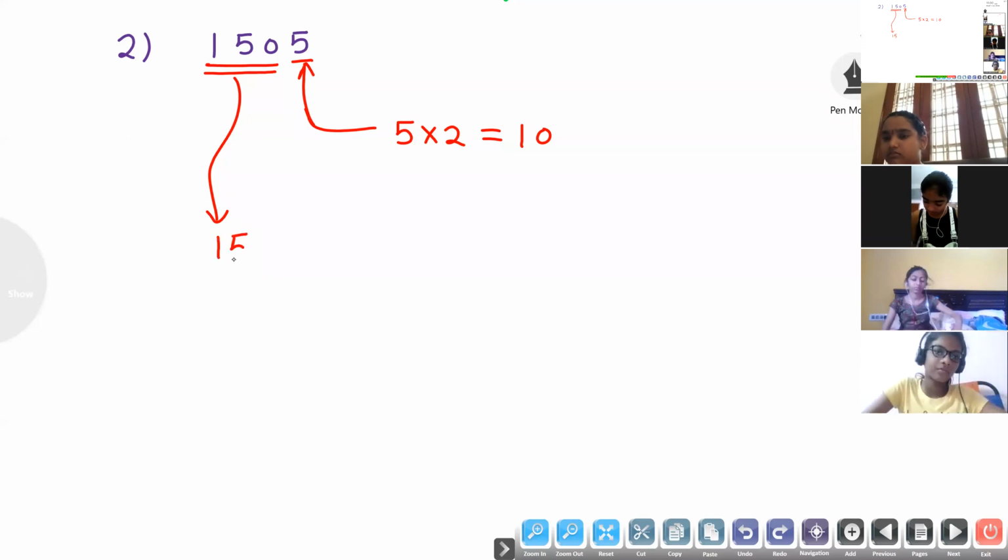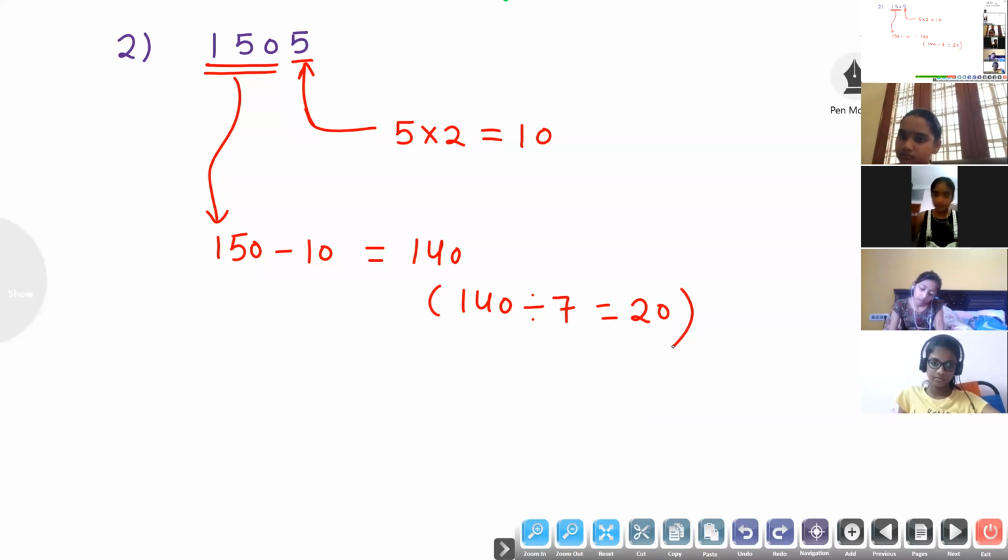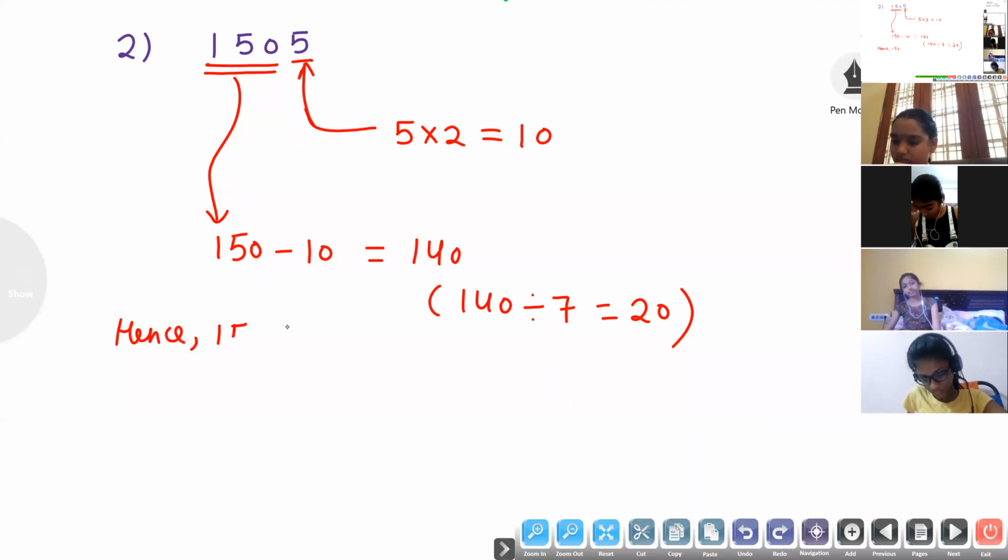150 minus 10 is 140. Now 140, I want to check if it is divisible by 7 or not. 140 divided by 7 is equal to 20. 7 2s are 14 and 0. Yes, we can say 1505 is divisible by 7. Hence 1505 is divisible by 7.